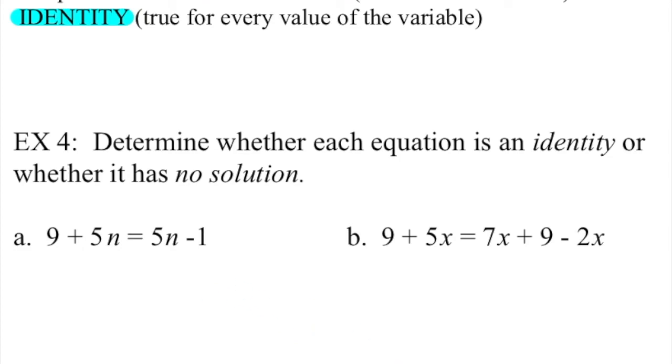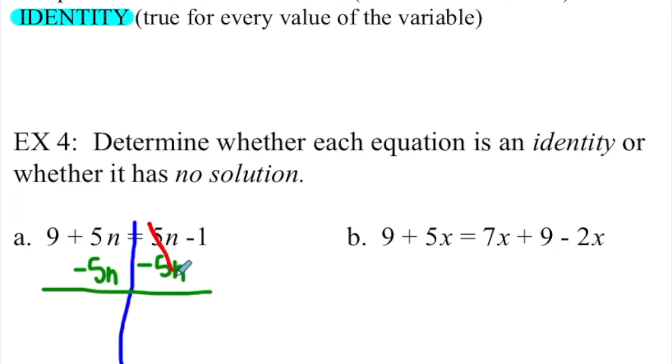So in example A here, you will notice that I have an equation that has, again, variables on both sides. So I'm going to do the same thing that I've been doing, and I'm going to work to collect all of the variables together. So I'm going to get all of the n's together. So to get rid of this 5n from the right-hand side, I'm going to subtract 5n. And if I do that on the right, I also have to do that on the left. So I'm going to subtract 5n from both sides.